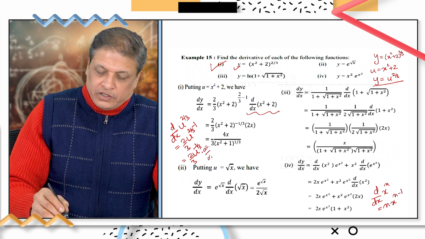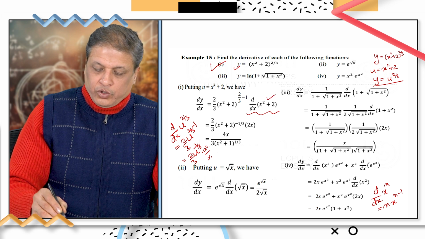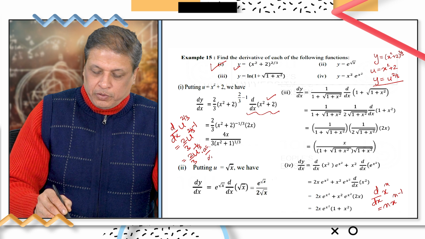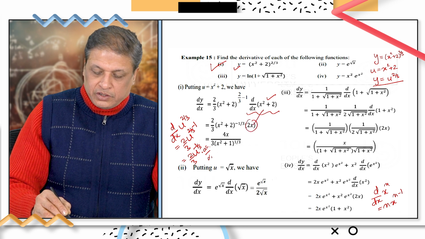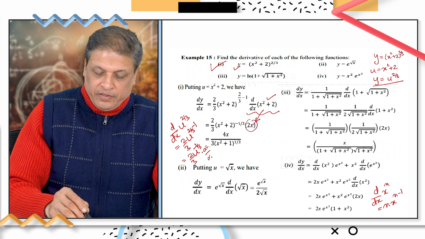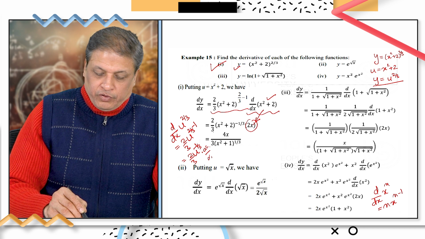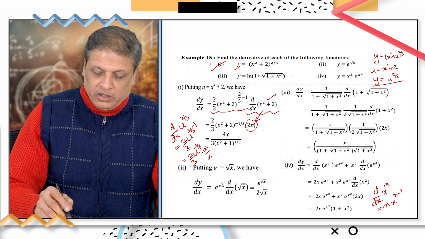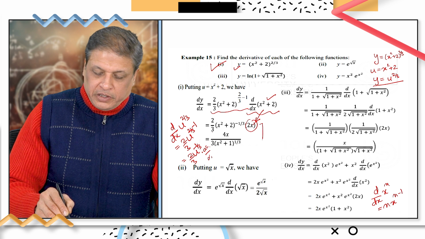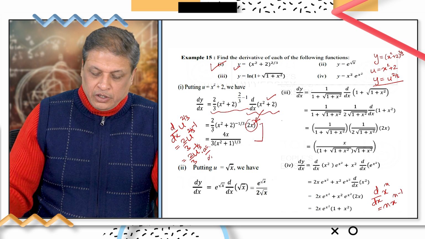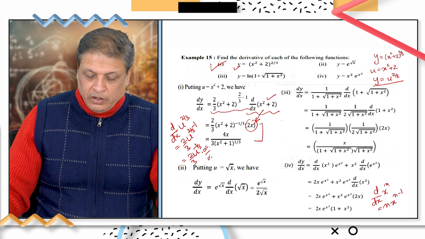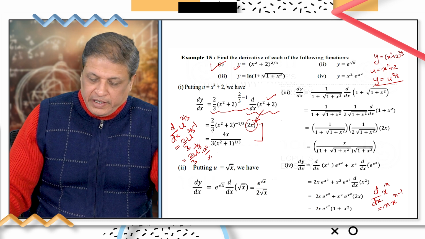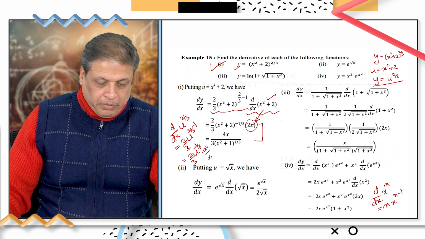So du by dx will be d/dx of x square plus 2. Solving d/dx of x square plus 2, you will get the answer 2x. And solving this part, you will get 2 by 3 (x square plus 2) to the power minus 1 by 3. Solving the entire expression, you will get the answer 4x by 3 into (x square plus 2) to the power 1 by 3.